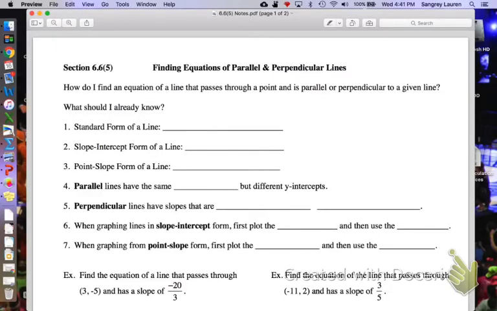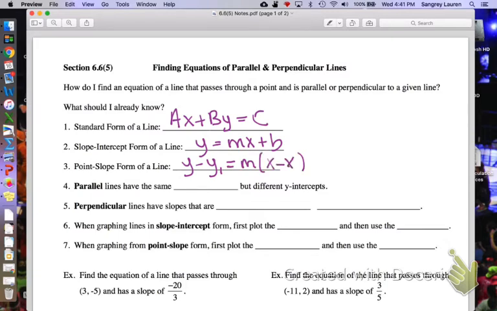Alright guys, so we have spent time with parallel lines and then perpendicular lines, and today is all about combining them. So we're going to go over our review questions first. So standard form of a line is ax plus by equals c. Slope intercept is y equals mx plus b. Point slope is y minus y1 equals m parentheses x minus x1.